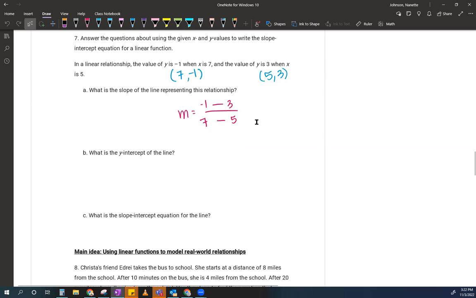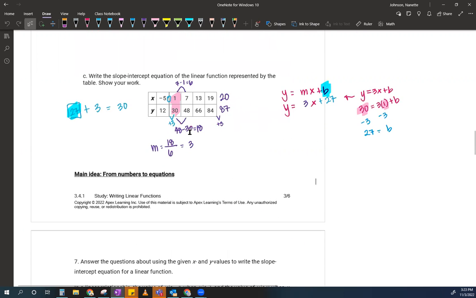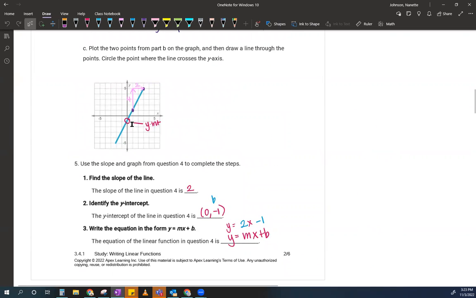Okay, and then I'll subtract. So I get -4 over 2, which is just -2. And you're like, Ms. Johnson, I found the slope. Yay. Okay, then you're going to find your b. Now you can find your b any way that you want. You can make a table and find your 0. You can do this way here where I plugged in a point and find your b. You could even graph it like we did up here and figure out where it's connected, right?